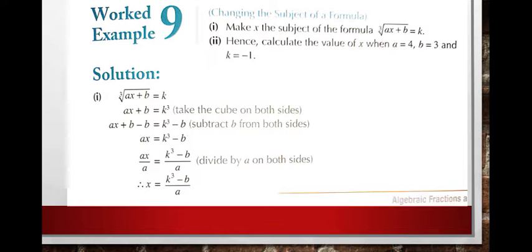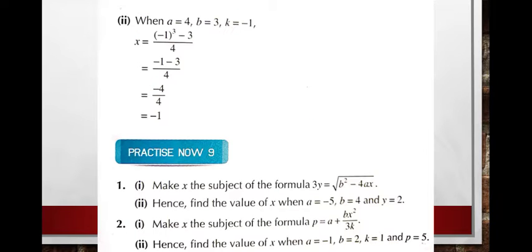Fairly easy. Hence calculate the value of x when a equals 4, b equals 3, k equals minus 1. So minus 1 cubed minus 3 over 4, right? Now here, which is just negative 1, yeah?